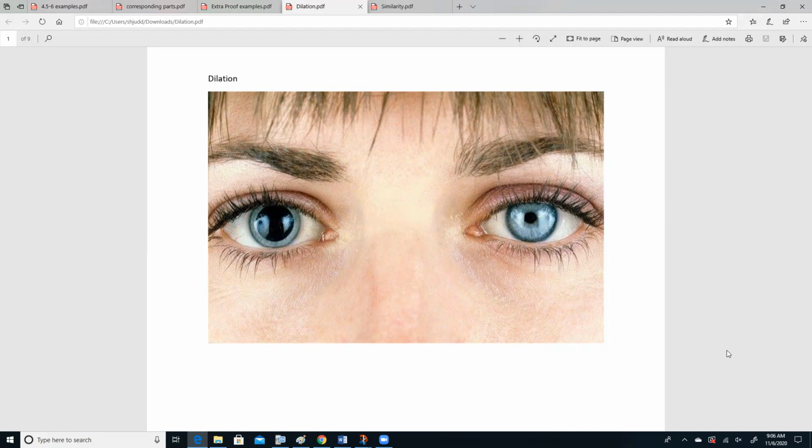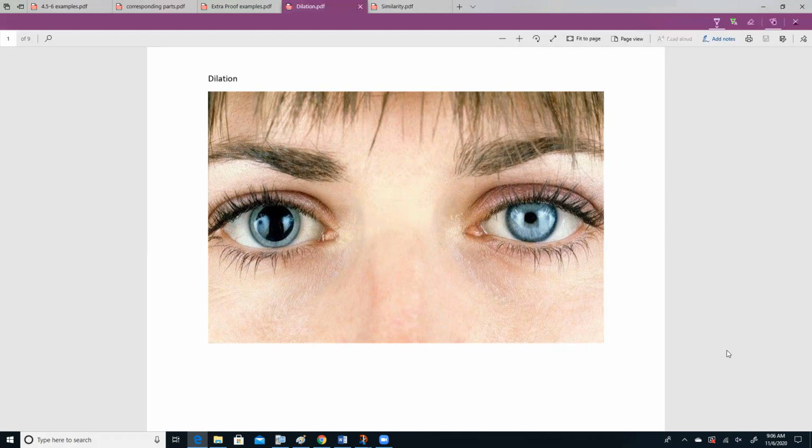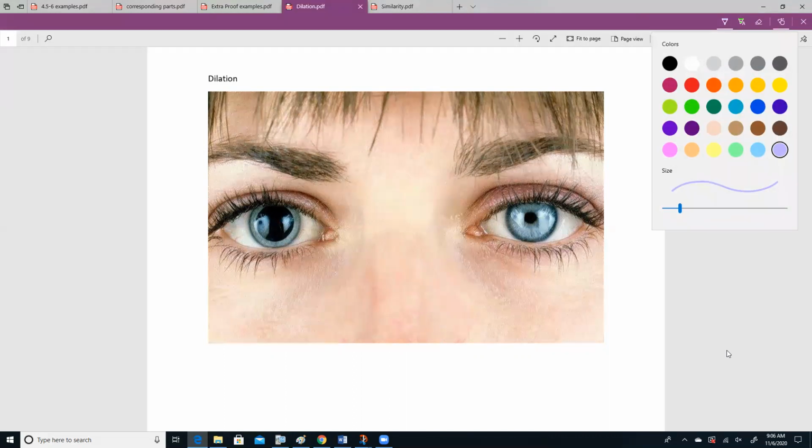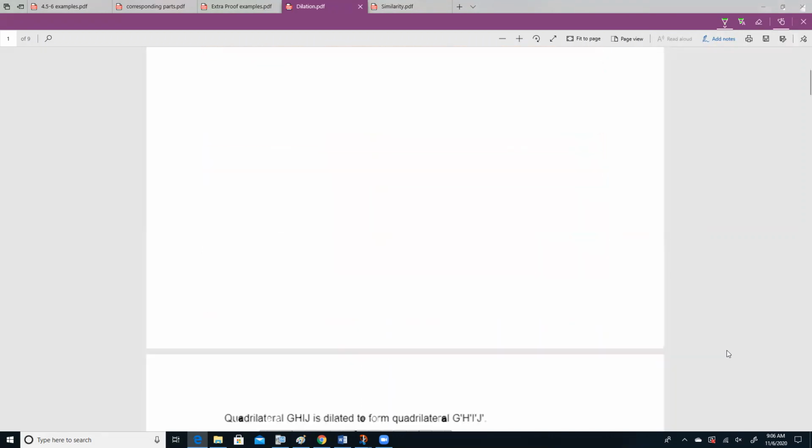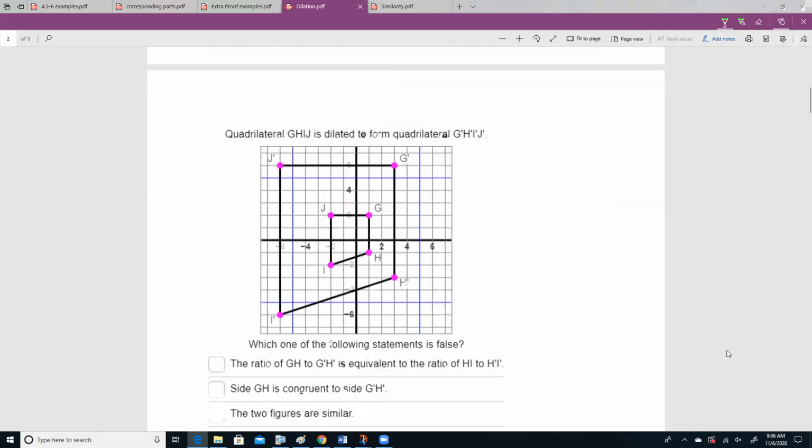So maybe the size changes from large to small, or maybe it goes from small to large. Dilation works both ways in math. Let's look at an example.